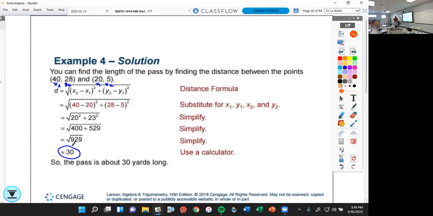So the quarterback threw the ball from the 28-yard line to the 5-yard line to the receiver, but the ball actually traveled 30 yards because it was at that angle there. And then you can just use a calculator again to calculate that square root of 929.